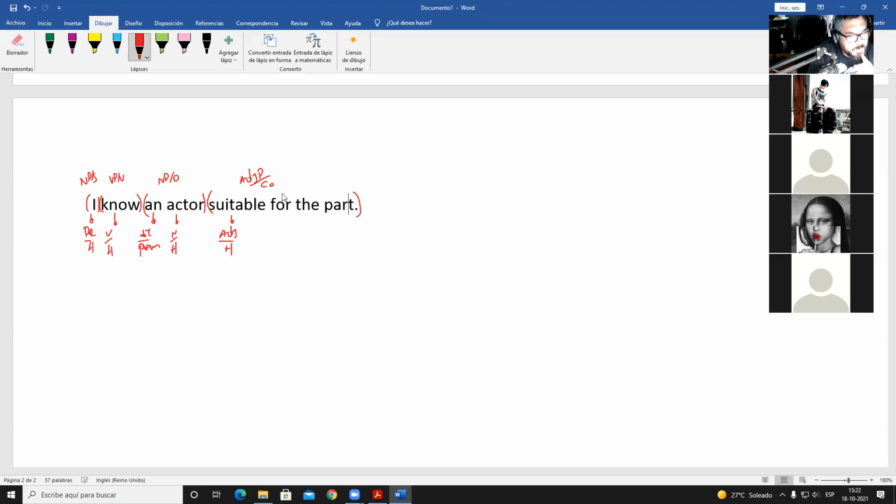And then I have for the part, right? Now, in the slide, they say that adjective phrases can take complements, and these complements can be prepositional phrases or to infinitive clauses. And in this case, you can see how for the part is right after an adjective phrase. Therefore, we have a strong tendency to believe that for the part is part of the adjective phrase, therefore a complement, because you can't erase it.